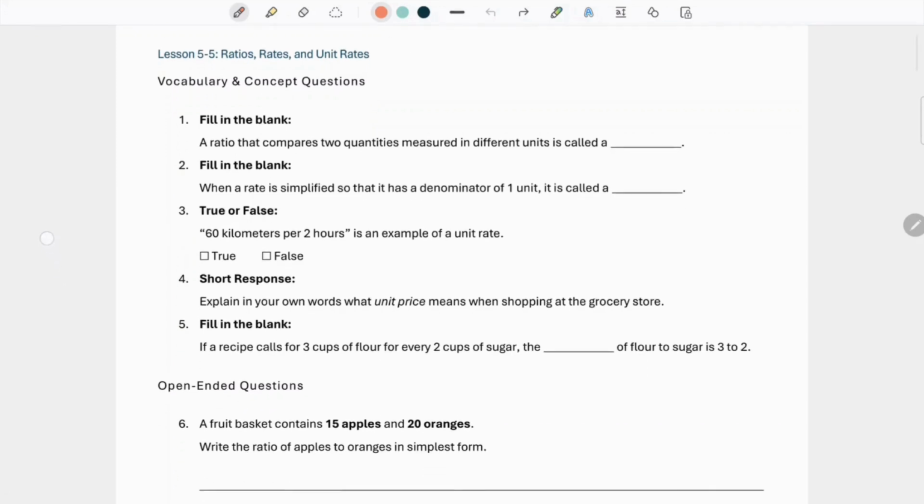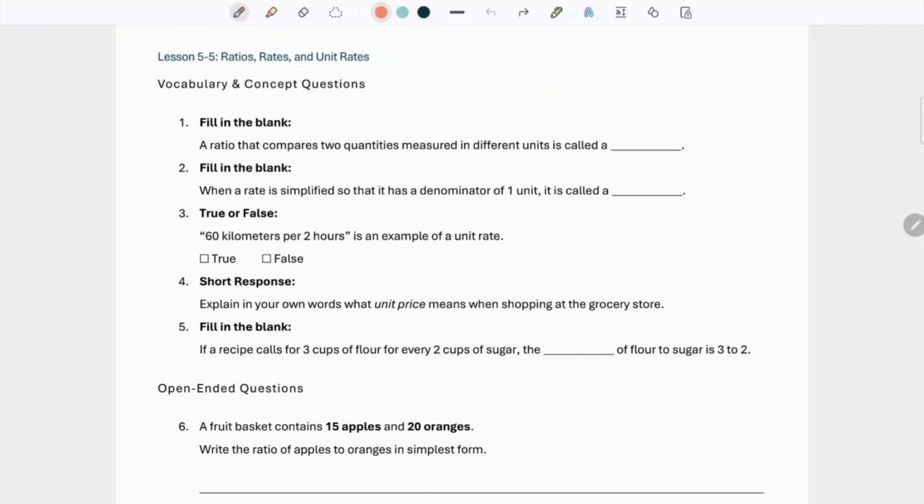It says a ratio that compares two quantities measured in different units is called a what? When we have two different units, it's called a rate. It's a special type of ratio. Let's write rate over here. Rate. When a rate is simplified so that it has a denominator of 1 unit, it is called a unit rate. Now when you have two quantities and one of the quantities is 1 and you have different units, it's called a unit rate.